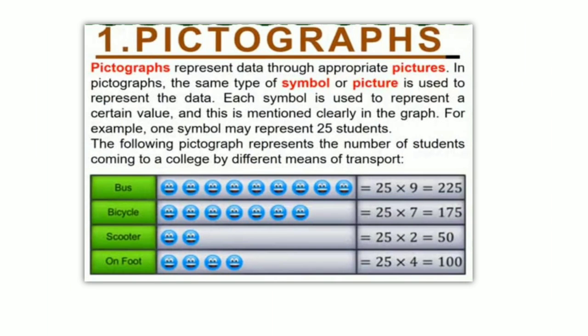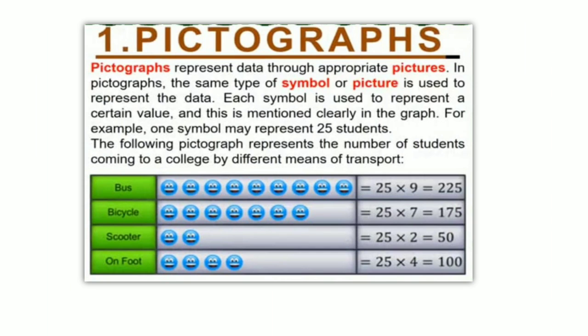In the same way, the second one is bicycle. Here 7 smiley symbols are given, and each symbol represents 25 students. So 25 multiplied by 7 is equal to 175 students coming to college by bicycle. Now scooter. How many smileys are there? Yes, 2 smiley symbols are given. One smiley is equal to 25, so 25 multiplied by 2 equals 50. So 50 students are coming to college by scooter.